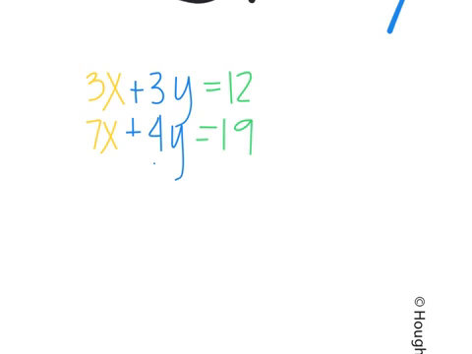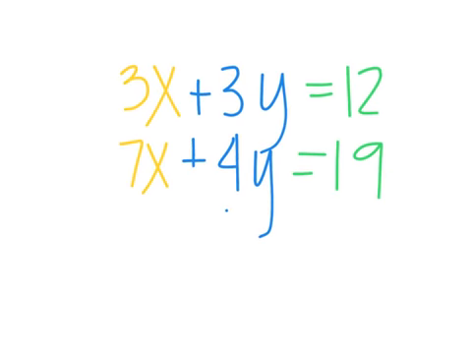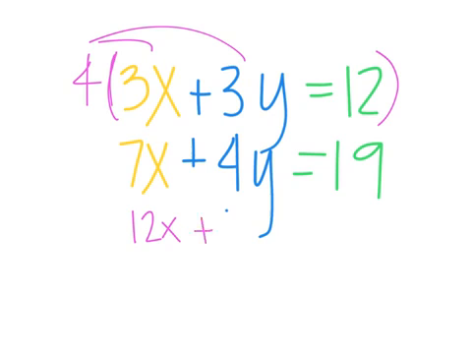All right, so again, we're going to use this idea of elimination, and we need to either eliminate my x's or my y's. Think we should eliminate the y's? Okay, so if I wanted to eliminate the y's, what would I have to multiply this first equation by? 4. Okay, so if I did 4 times 3x, that's going to give me 12x. And 4 times 3y is 12y. And 4 times 12 is 48.